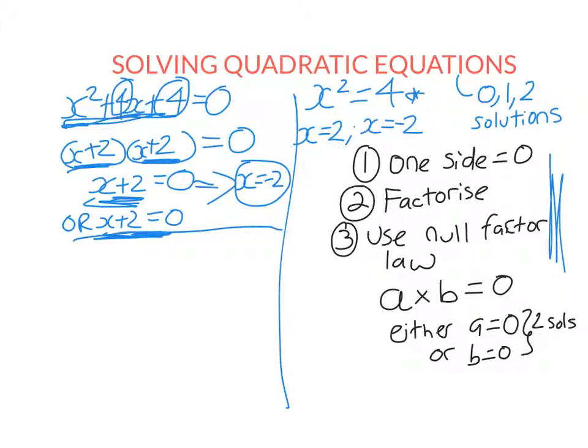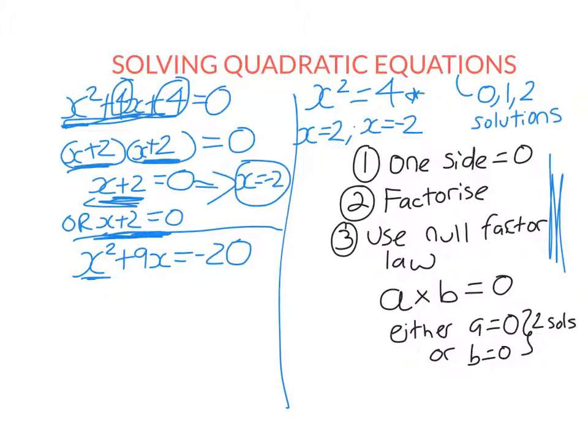Let's look at another example. So let's say I have x squared plus 9x equals minus 20, okay? It's got an x squared term. That means it's a quadratic equation. I'm not going to try and get x by itself.